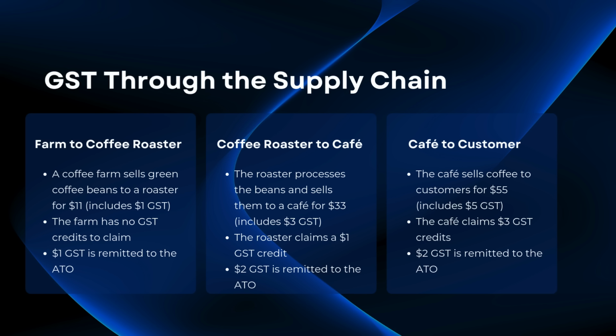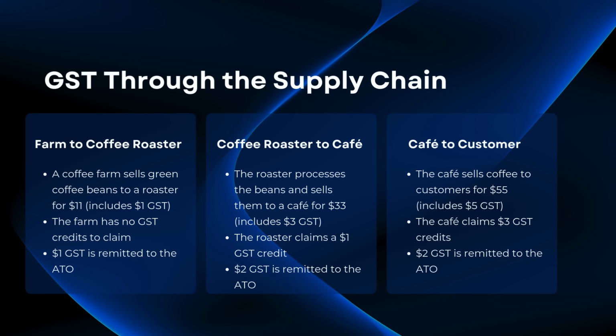In this example, a coffee farm sells green coffee beans to a roaster for $11, including $1 of GST. Because the farm doesn't have any GST credits to claim in this example, it remits the full $1 to the ATO. The roaster then processes the beans and sells them to a cafe for $33, which includes $3 of GST. The roaster can claim a $1 GST credit for the GST paid to the farm and remits the remaining $2 to the ATO.